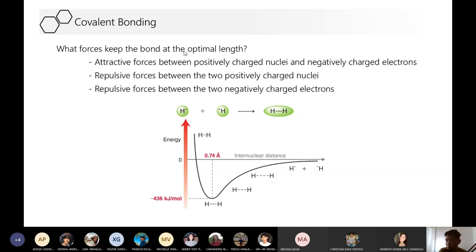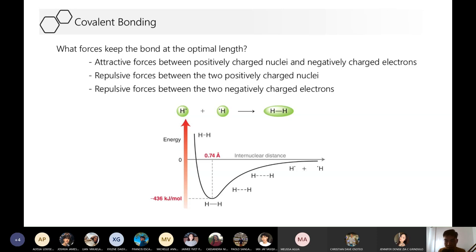So ano yung mga forces that keeps the bond at the optimal distance? So it is the attractive forces between the nuclei and the electron, the repulsive forces between the two nuclei and the two electrons, no? So kumbaga, all of those stuff must come in play in order to balance the forces out, no? Once the forces are already balanced, you have your optimal distance for the bond. Okay, so yun yung idea lang ng covalent bonding.